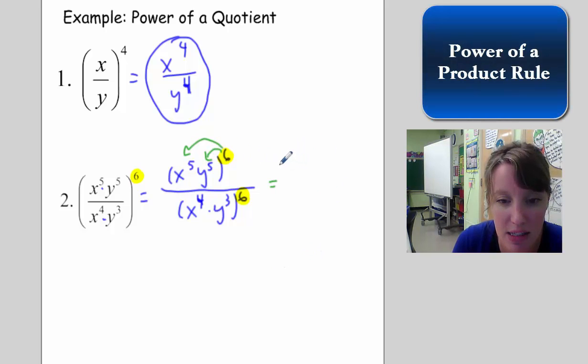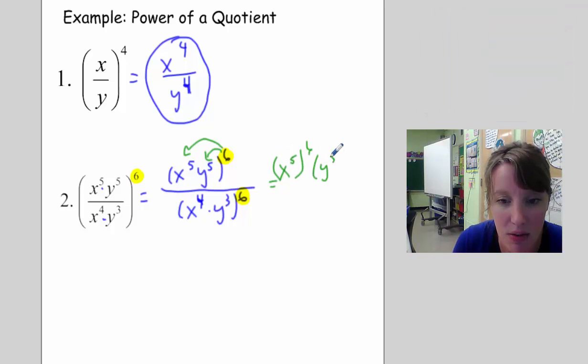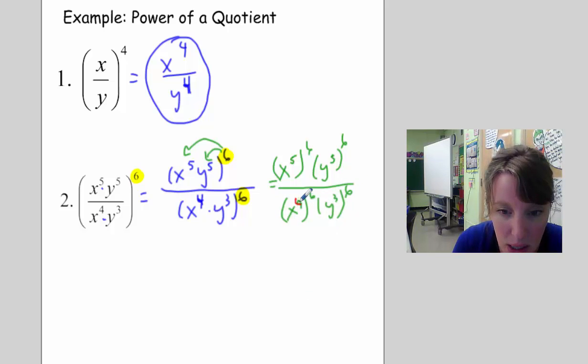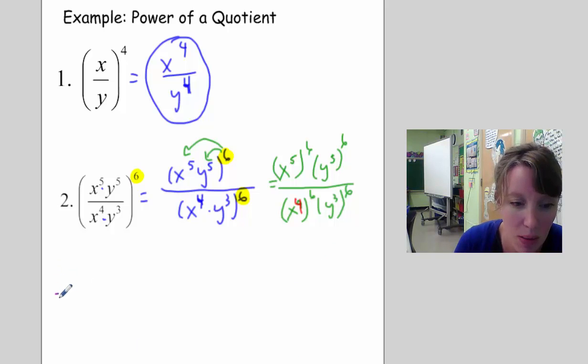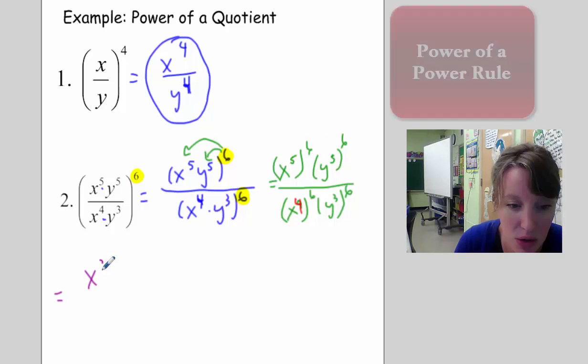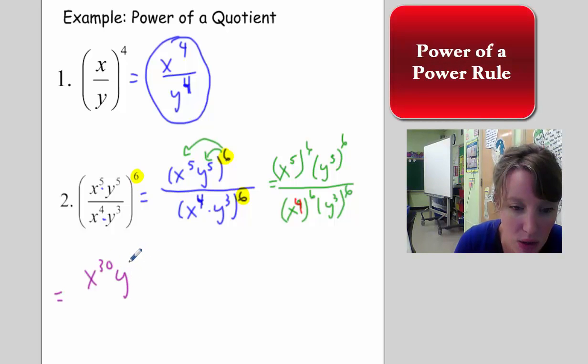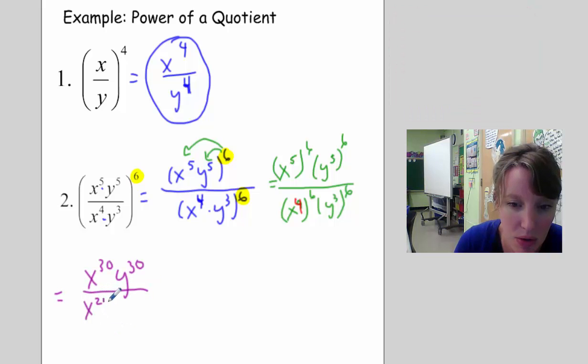So this is just x to the 5th raised to the 6th power, and y to the 5th raised to the 6th power. And the bottom says x to the 4th to the 6th power, and y to the 3rd to the 6th power. Sorry, my 4s end up looking like 9s, so just be careful there. And then in the end, I use the power of a power rule and say this is x to the 30th and y to the 30th, okay? And then x to the 24th and y to the 18th, okay?